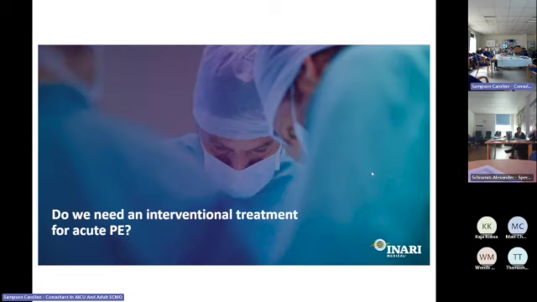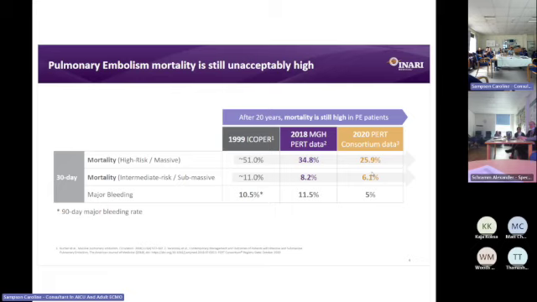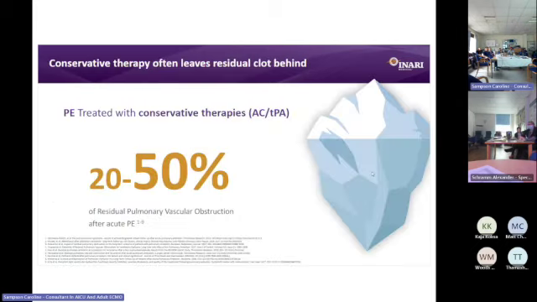Do we need an interventional treatment for acute PE? I think, as the data has suggested with regards to mortality, I think there is a role for these devices in acute PE. More clot. So conservative therapies, yeah. So PE treated with conservative anticoagulation, obviously you do get chronic PE syndrome in a significant portion of these patients.